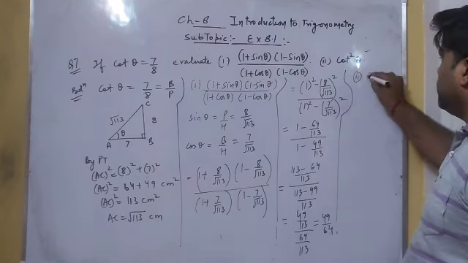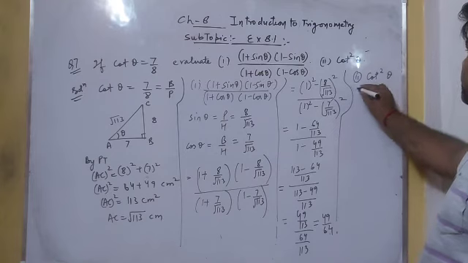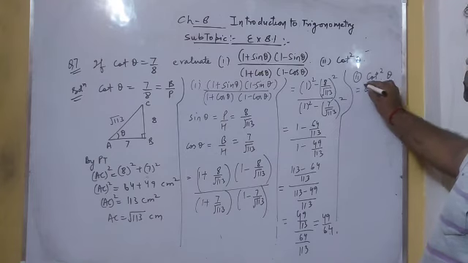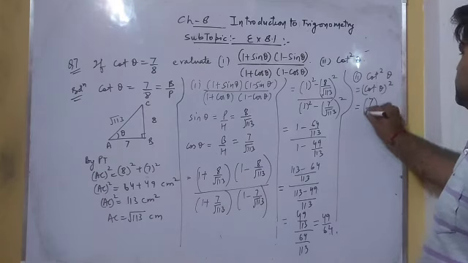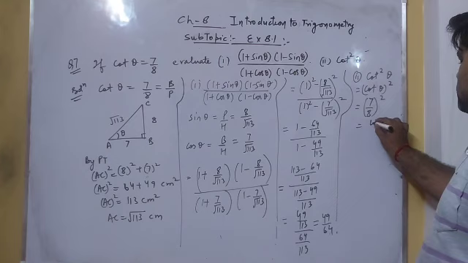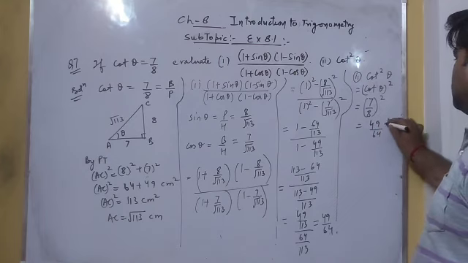In the second part we have to calculate cot square theta. We can write this as cot theta whole square. So we put the value of cot theta, which is 7 by 8 whole square, and we get 49 upon 64, which is the required answer.